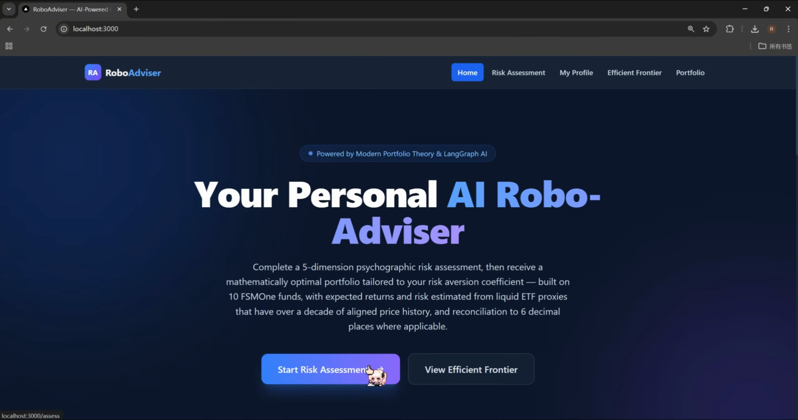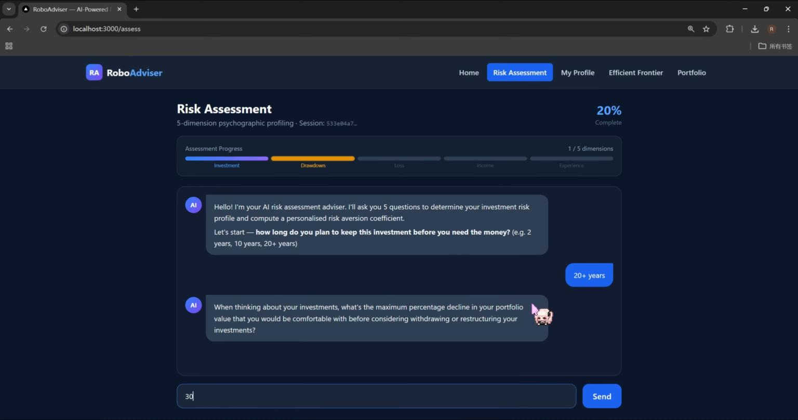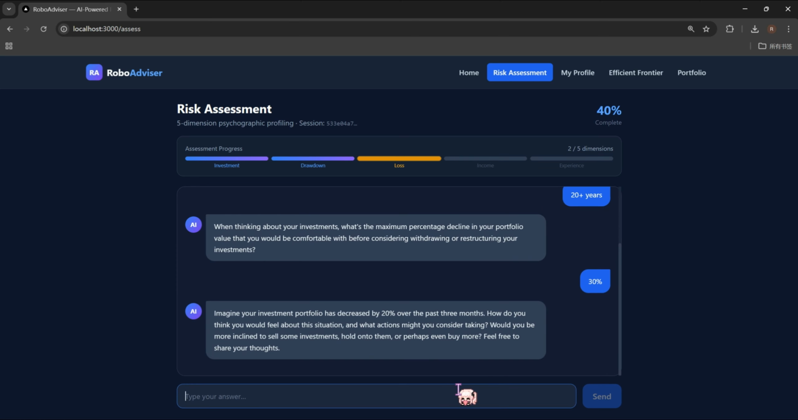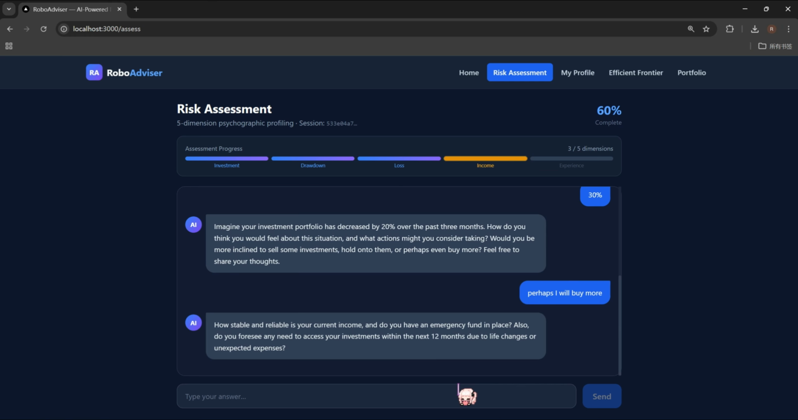I am running the assessment a second time with a clearly more aggressive answer pattern, while the raw price history in our files and the same annualized mean vector and covariance matrix that feed the optimizer are unchanged. In theory, what changes is the single scalar the mapping injects into mean variance utility maximization.